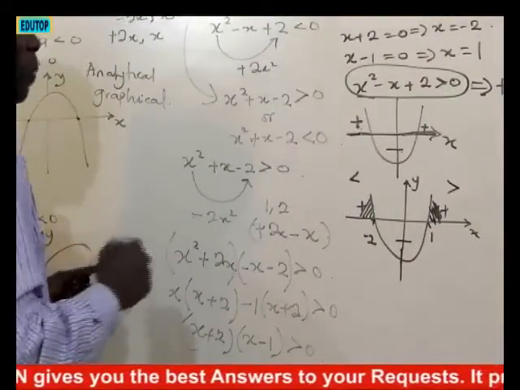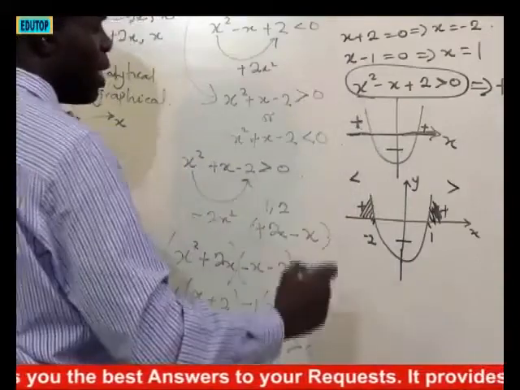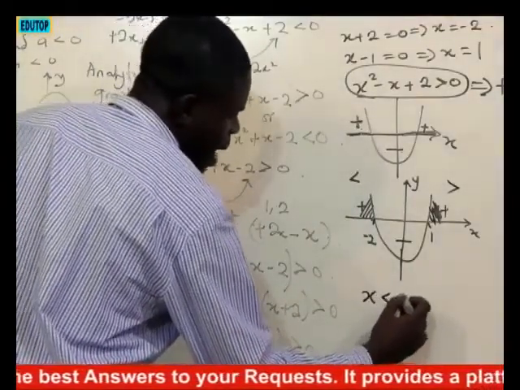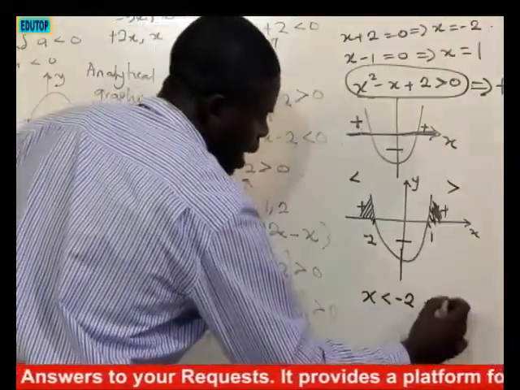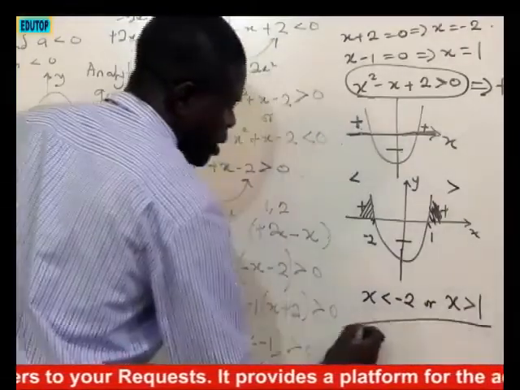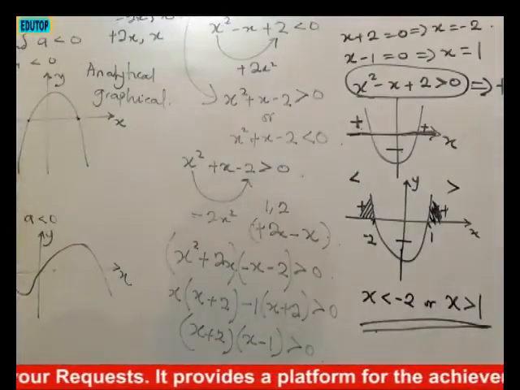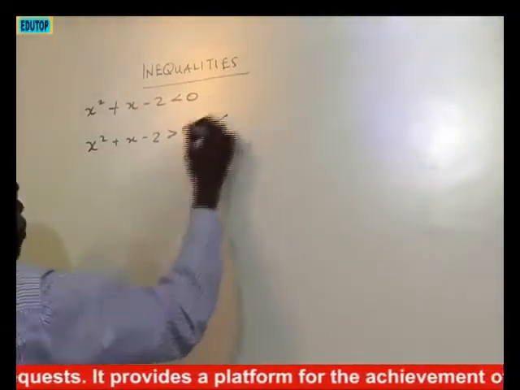Greater than. So it means if I want to write this one with respect to x as the variable that I'm dealing with, I will have x less than minus 2 or x greater than 1. So automatically this will be the solution to that question. Now, the one I just solved is this very one, when it's greater than.